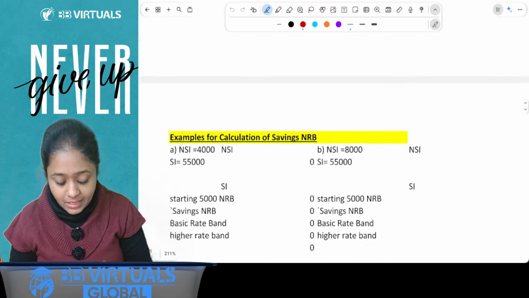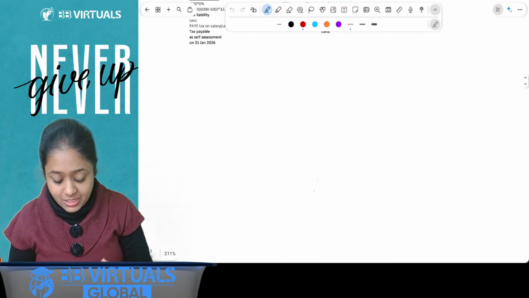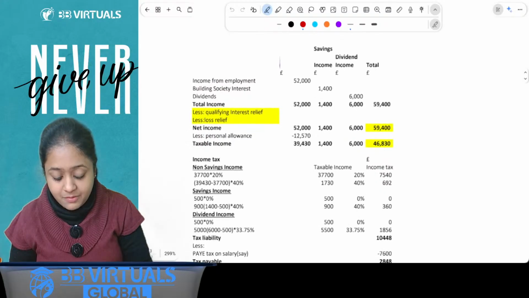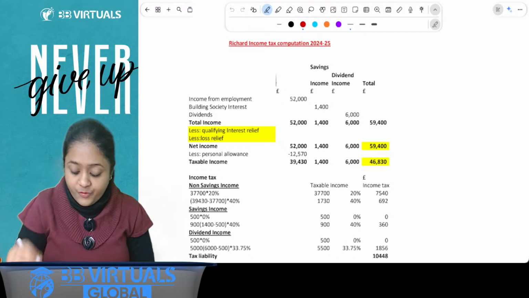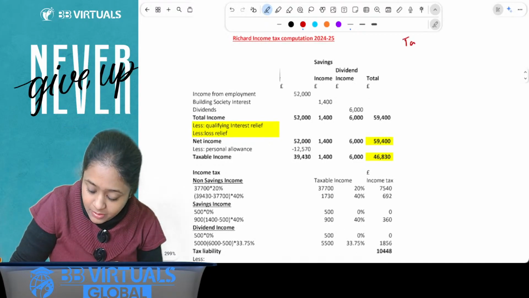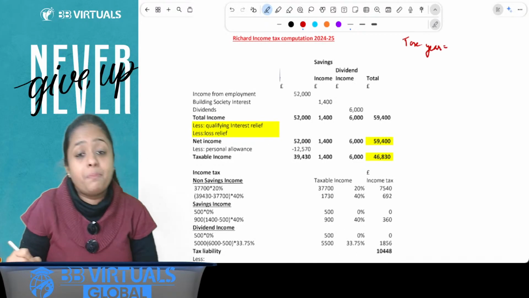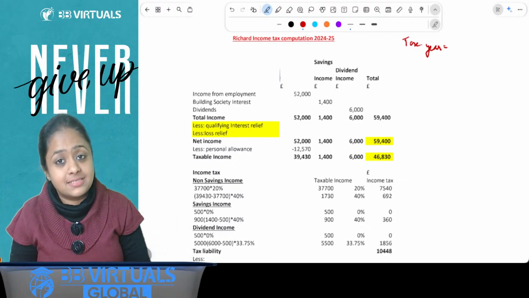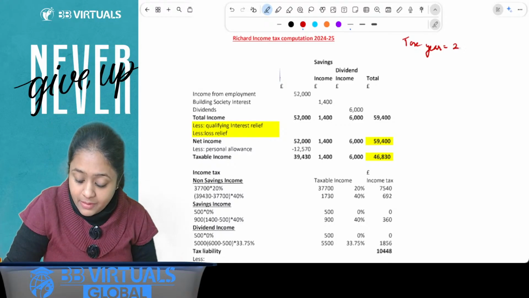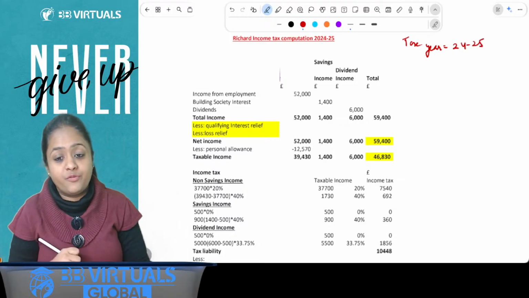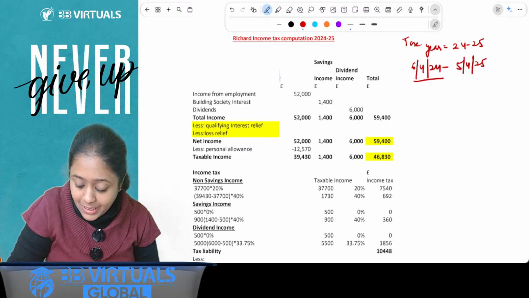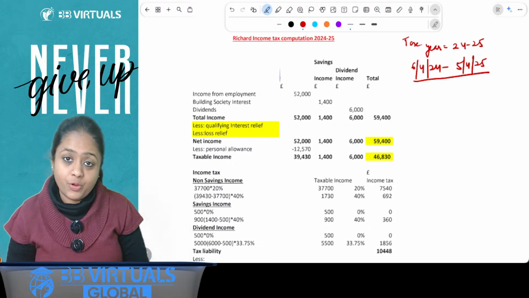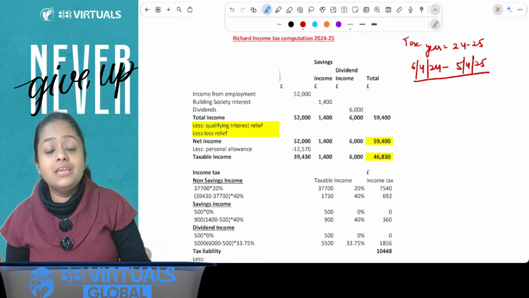Now I would first like to remind you of a few things that we covered in our first session that are relevant for today's session also. The first thing is tax year. We always prepare our tax returns on a tax year basis. For you, the relevant tax year is 24-25. That means it will start on 6th April 24 and end on 5th April 25. Don't forget that.